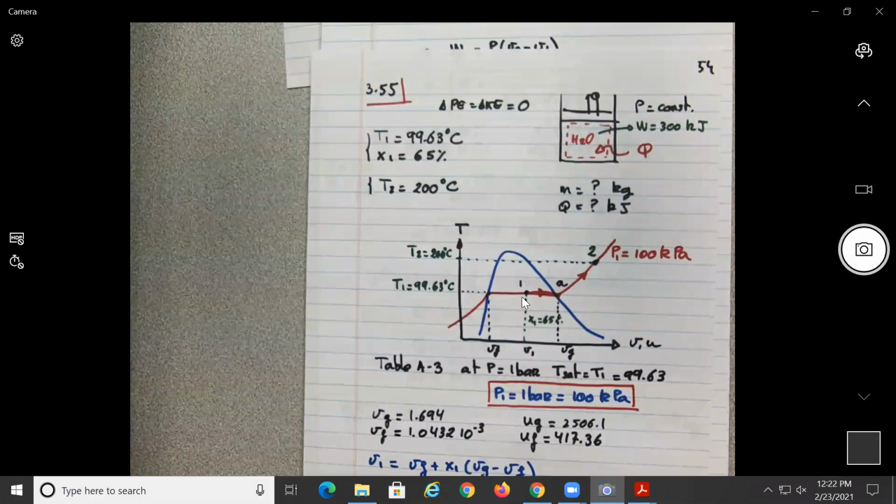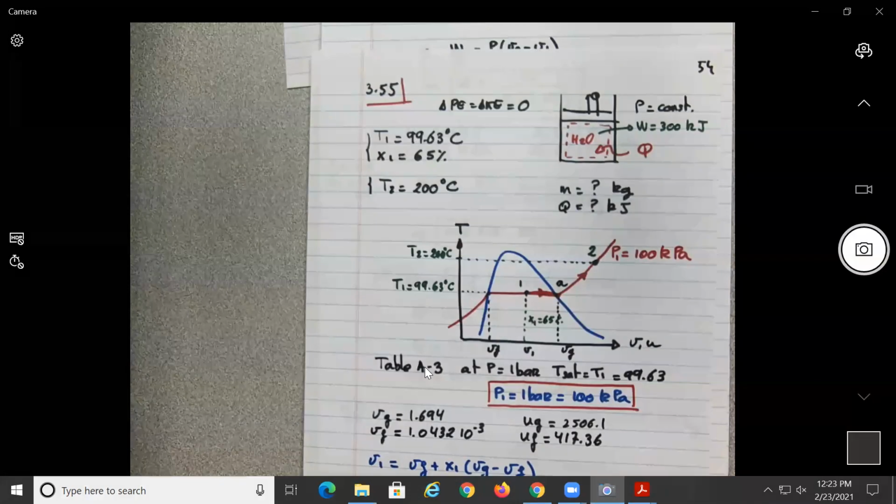Then what did I do? This line here, I didn't know the pressure, but I know the temperature. The temperature is 99.63. We check on table A3, and that means that at that temperature, this line of pressure, this straight line, is 1 bar or 100 kilopascals. That's why I say without the figure, it's impossible.